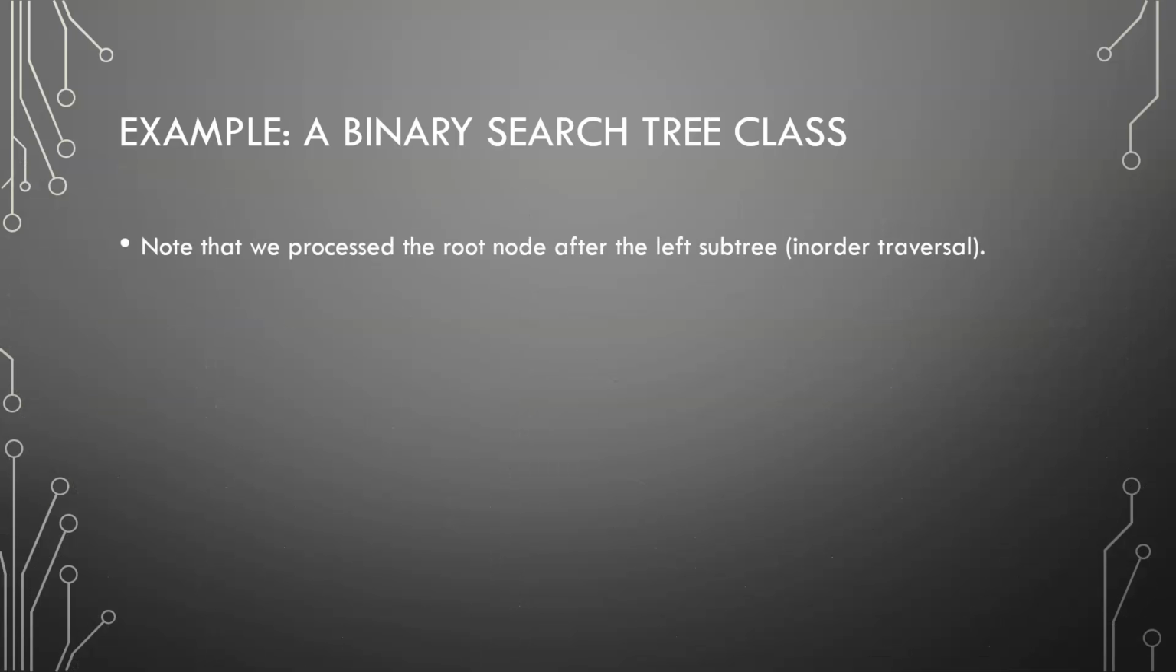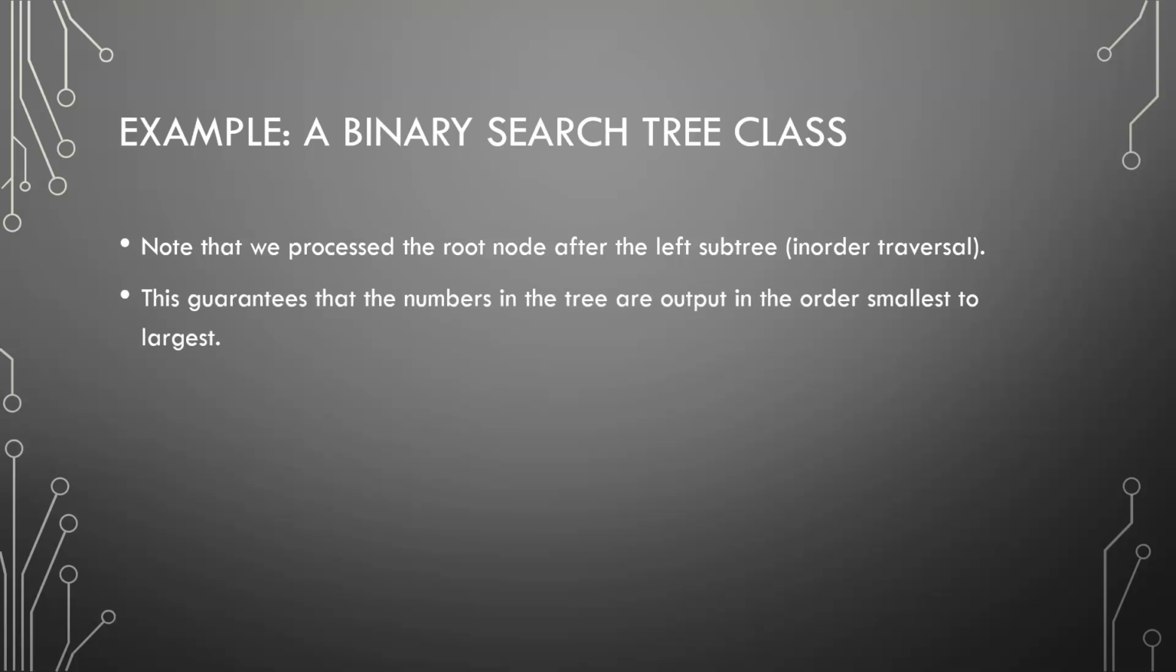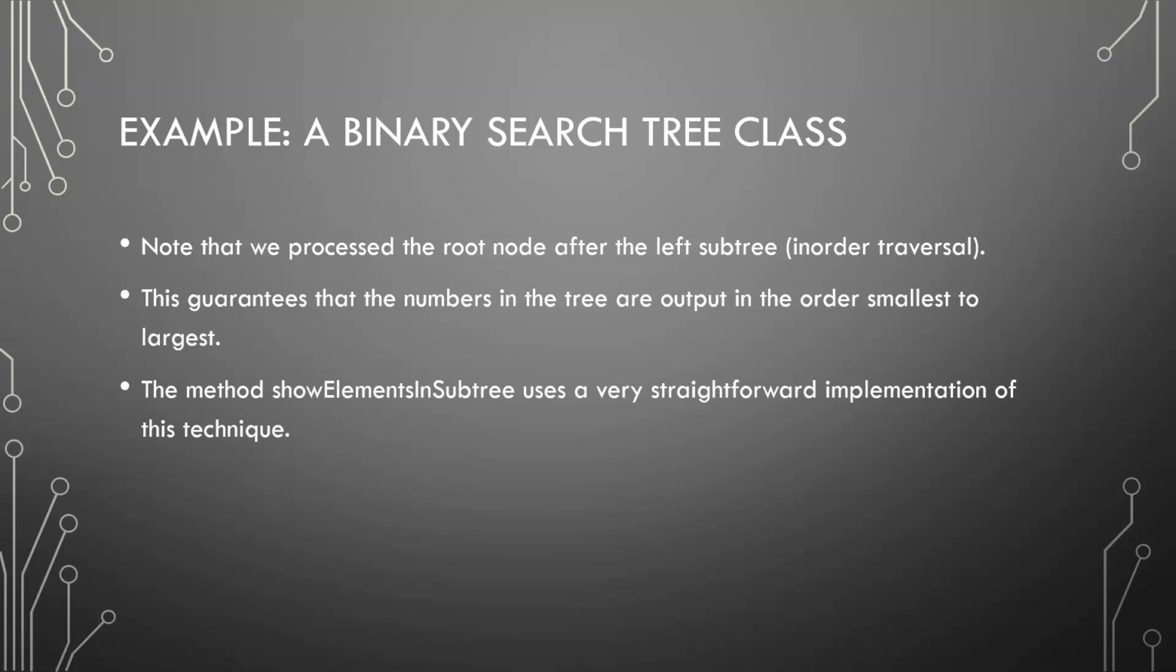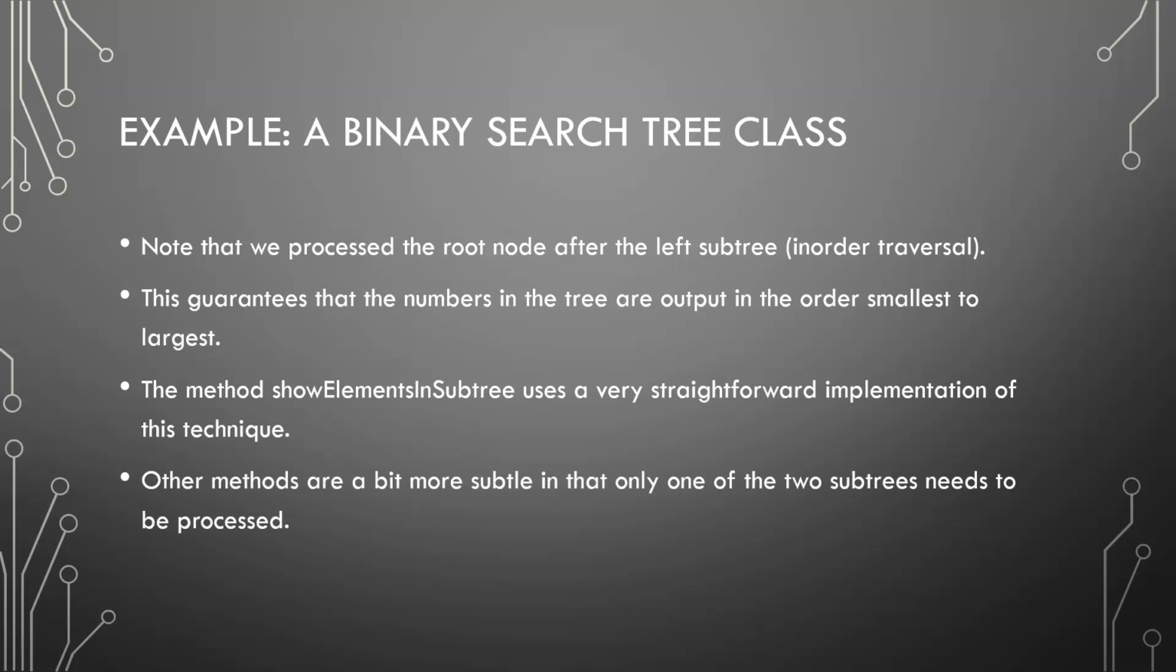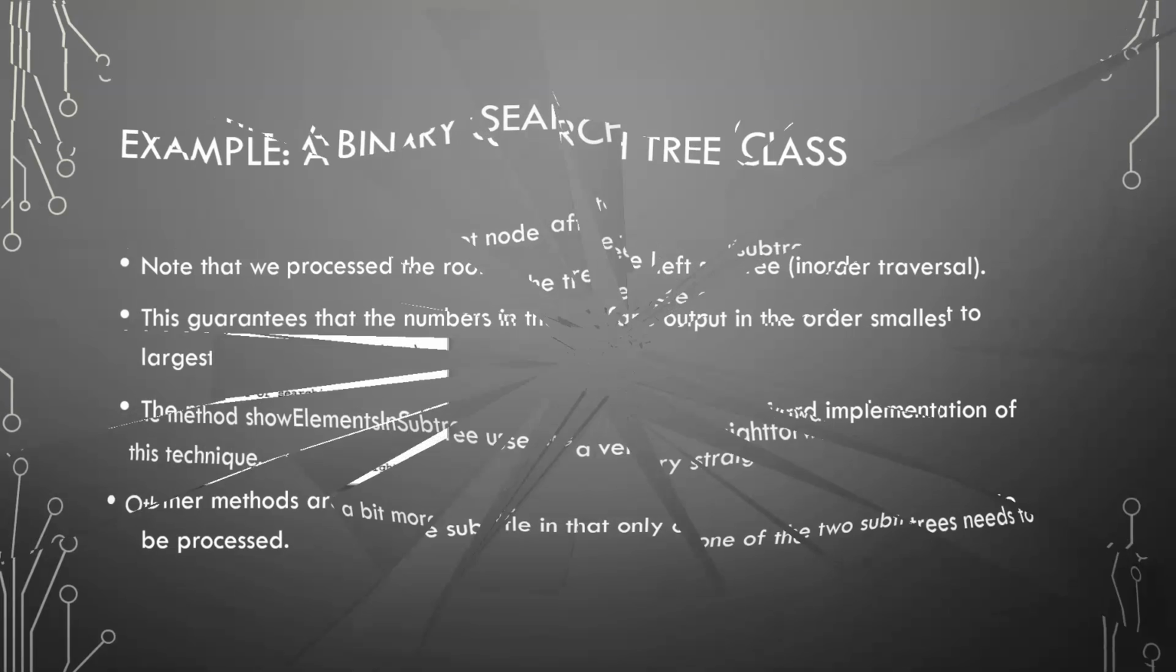All right, and as I just mentioned, we did the in-order traversal after the left tree. This process, by doing in-order, will guarantee that numbers in the tree are output in the order smallest to largest, because if you remember, the right subtree has to be values that are greater than that of the root. Now, the method showElementsInSubtree uses a very straightforward implementation of this technique. Other methods are a little bit more subtle in that only one of the two subtrees needs to be processed.